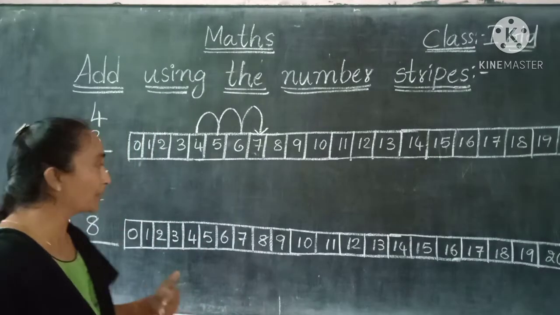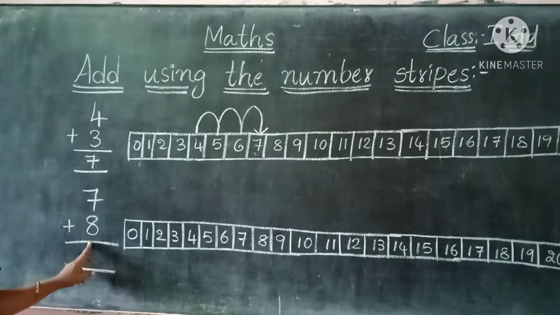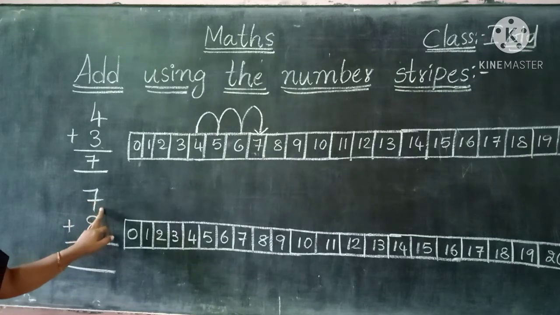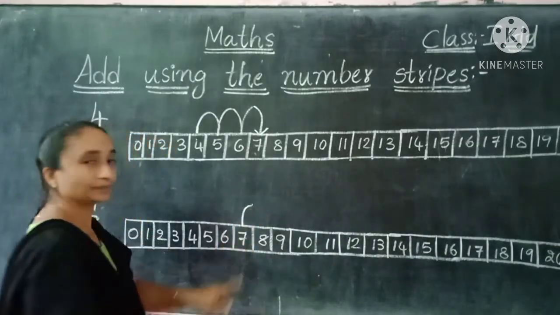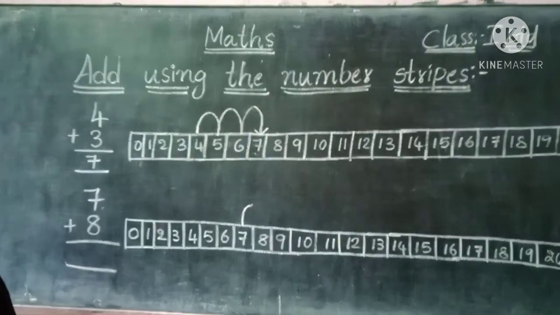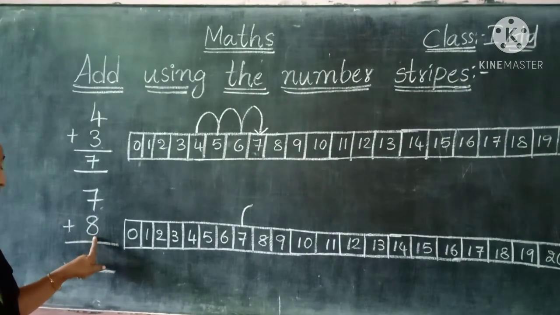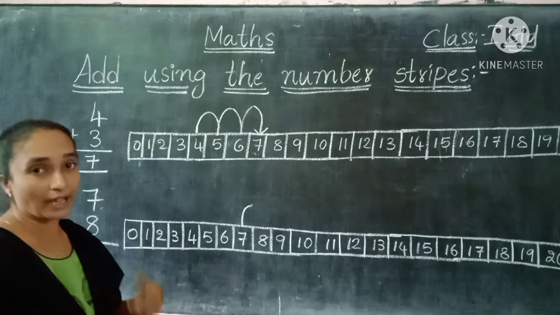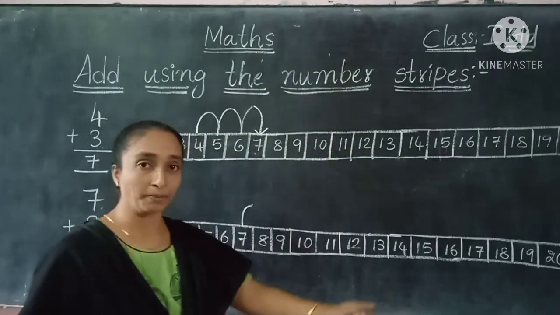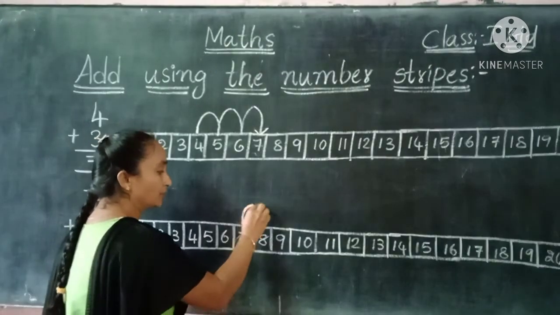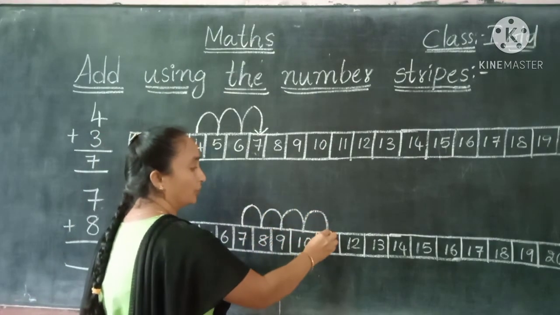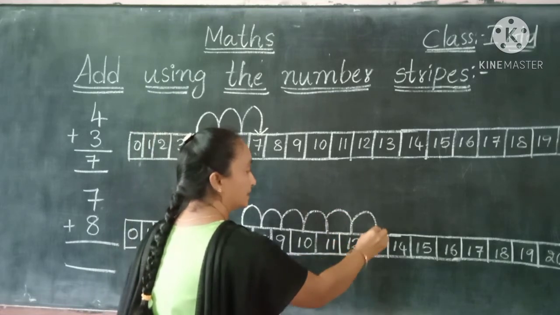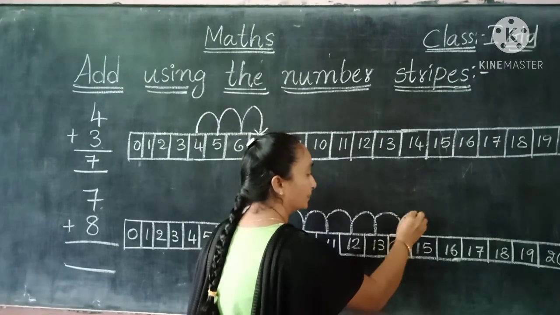Okay children, let us see one more example. 7 plus 8. That means the first number is 7, so let us start from the 7. Here where we have the 7? Yes, here it is. So begin from 7. Now the forward jumping. How many? 8, because the second number is 8. So we have to go 8 forward jumpings. Let us count, children: 1, 2, 3, 4, 5, 6, 7, 8.